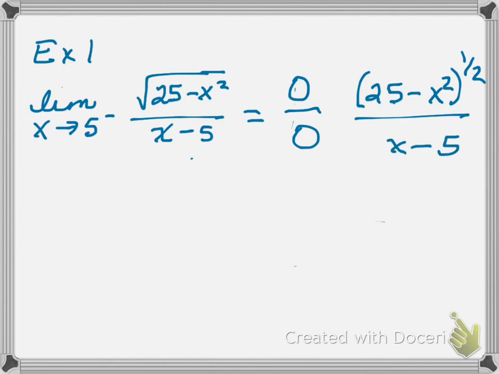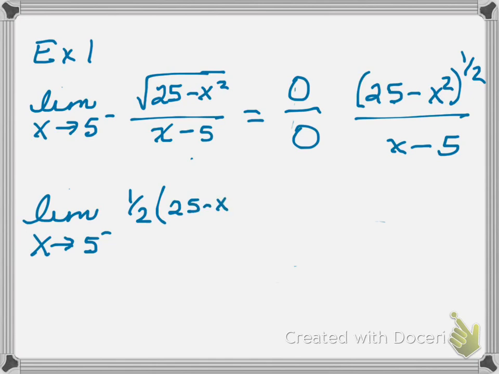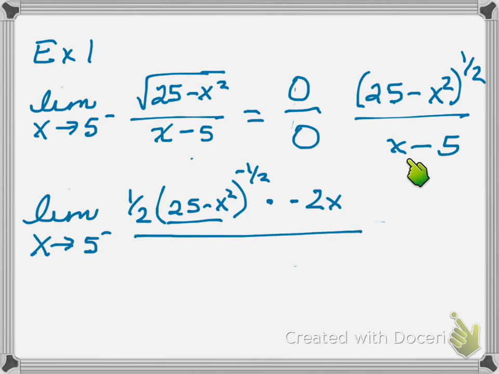So if I do a derivative of the numerator, first of all, I'm going to write my limit out here. If I do a derivative of the numerator, I'm going to get 1/2 times 25 minus x squared to the negative 1/2 power times the derivative of the inside, because it's more complicated than just an x. I have to use the chain rule there. So that's the derivative of my numerator. My denominator is super easy. The derivative of that is just 1.